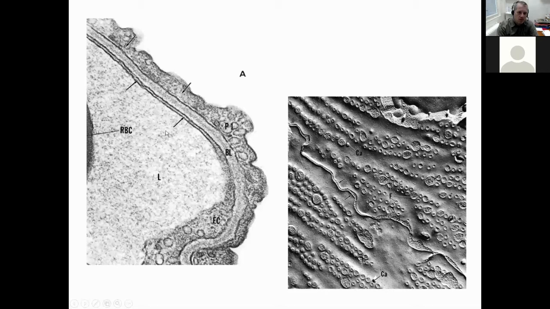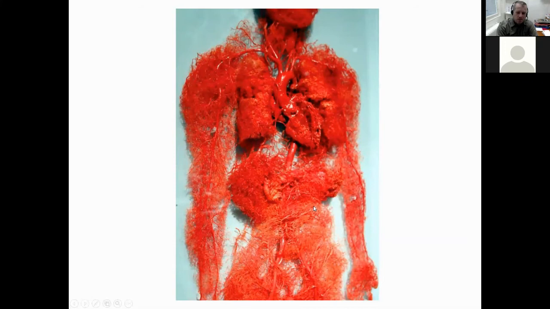Now, the vessels of the human body, as you can see on this corrosion cast preparation, have an overall length that is amazing. It's estimated to be more than 100,000 kilometers. So that's 2.5 times around the globe equator. That's in every human body, the total length of all the vessels, including the capillaries. You don't see the microcirculation here, yeah?